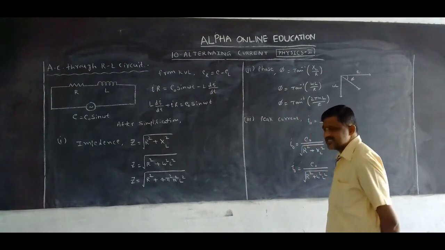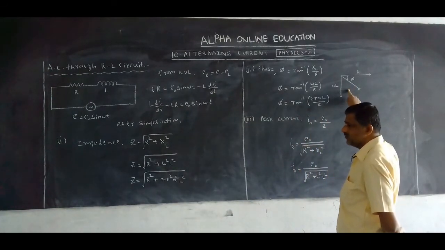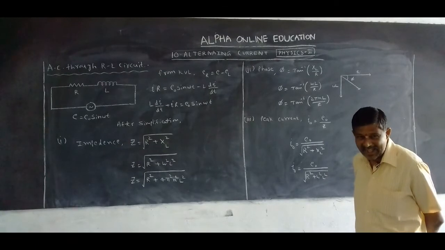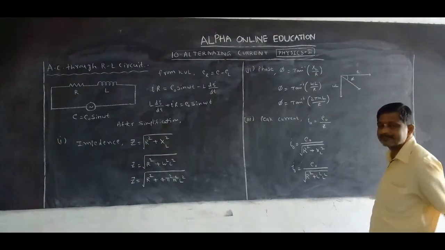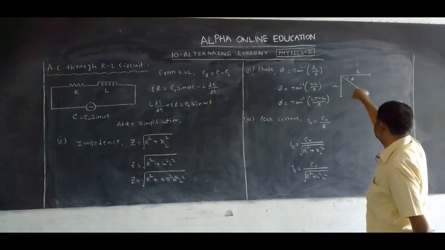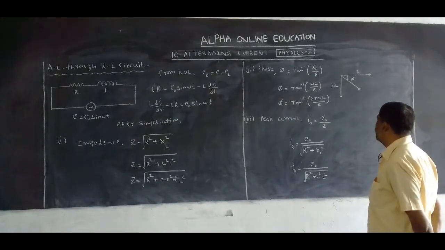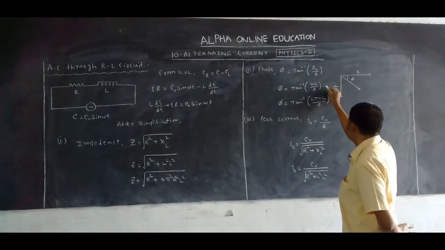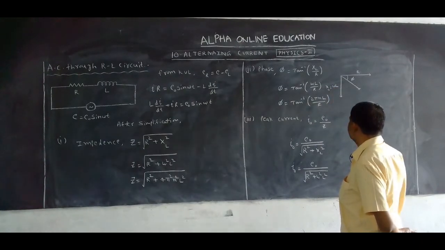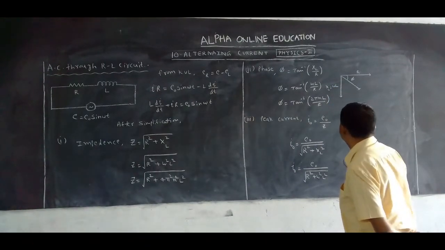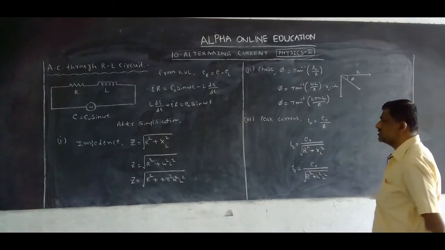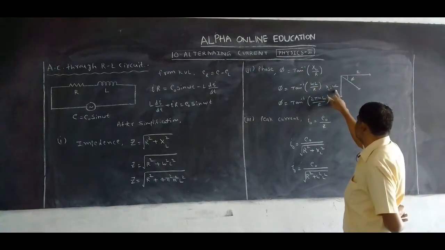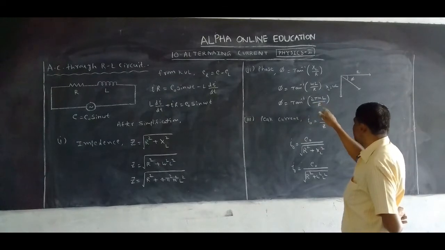Next, what is the phase? This is the phase diagram. We know that the current is advanced or behind? Behind. It lags by 90 degrees downwards. So in this direction is the resistor, and in this direction we have the inductive reactance XL. XL is equal to omega L. What is tan theta? Opposite side by adjacent side, so XL by R. What is XL? Omega L. What is omega? 2 pi n, divided by R.